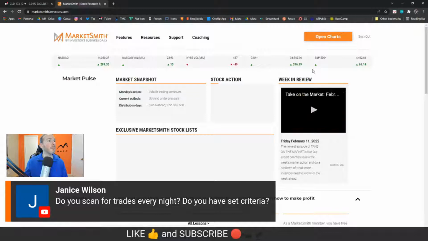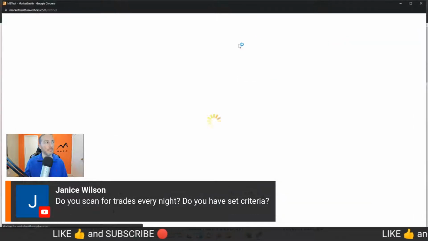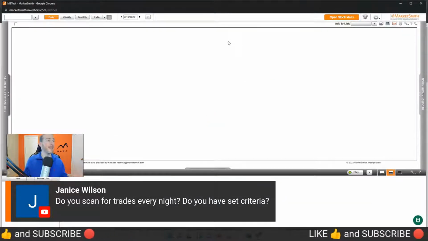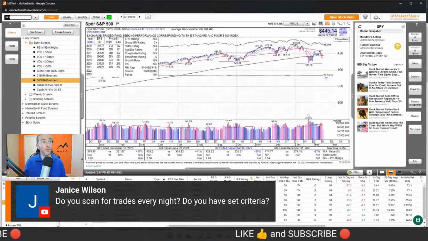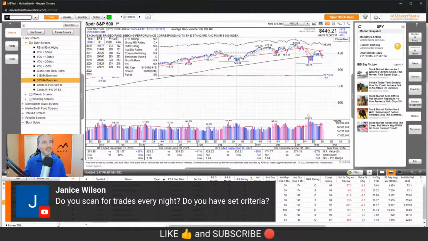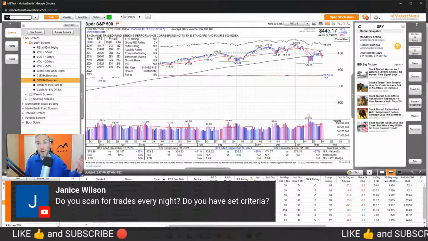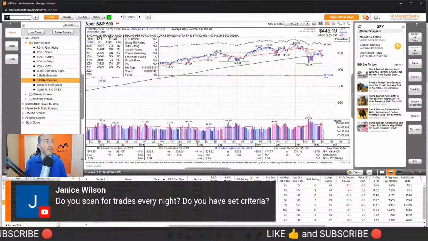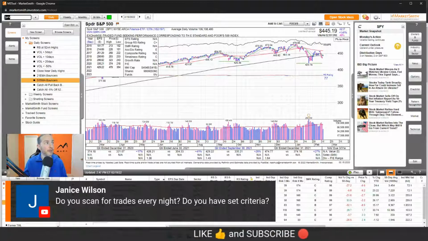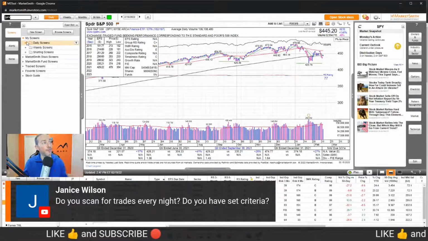So pop open MarketSmith. MarketSmith is a fantastic tool for screening charts. Something leaves a little bit to be desired, but the screening is fantastic. I love their screening. So you can see it's already opened over here. I have several screens that I run, right?